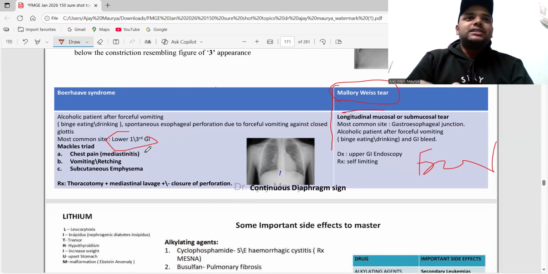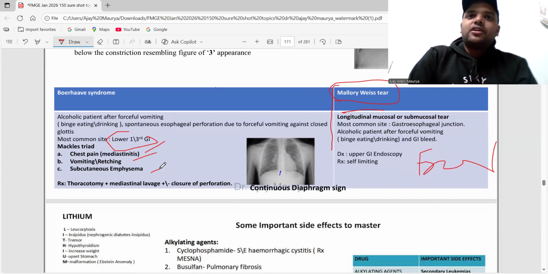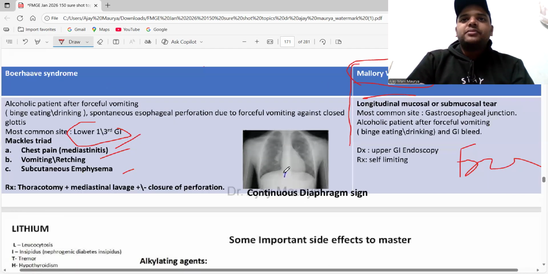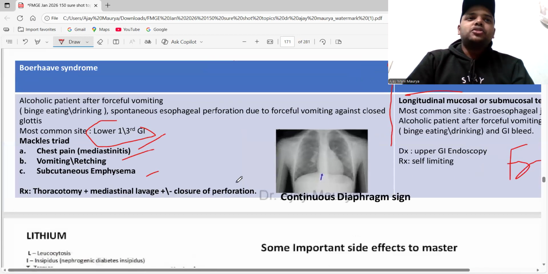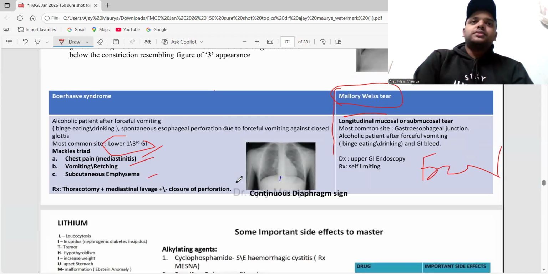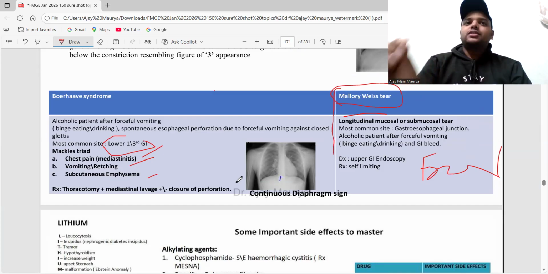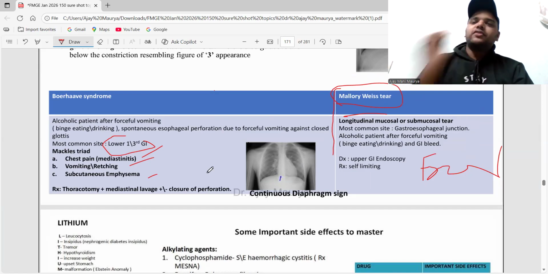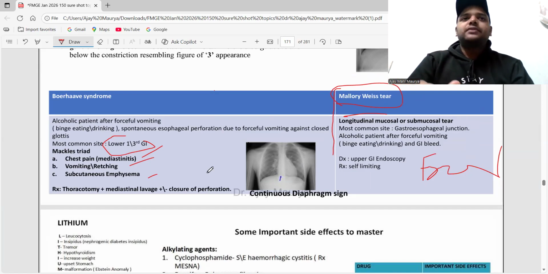That is chest pain, vomiting and retching. There is also subcutaneous emphysema. In the X-ray, we will see the continuous diaphragm sign, meaning there is going to be a perforation. This is a medical emergency, so you have to admit the patient, do the thoracotomy and mediastinal lavage, and close the perforation. That's it here.